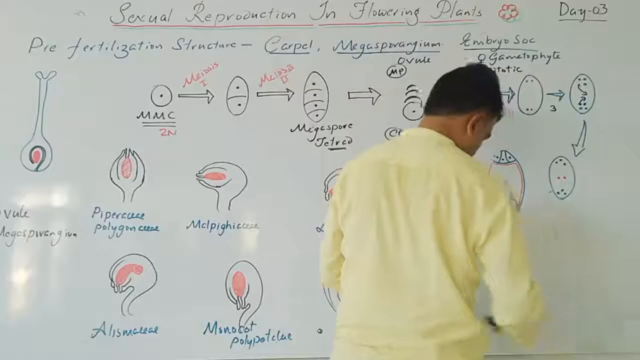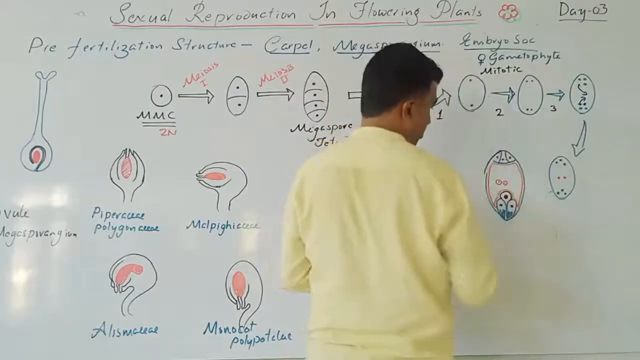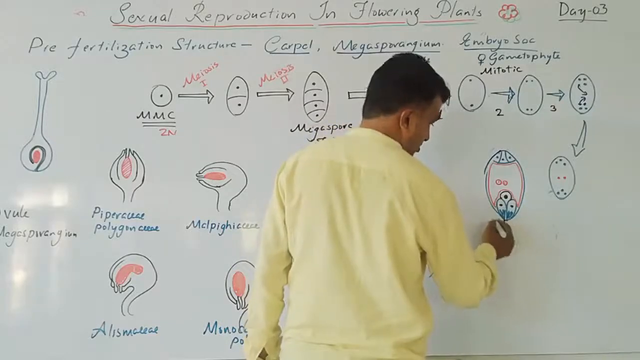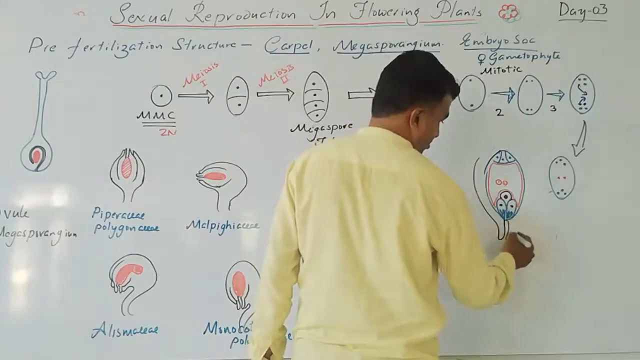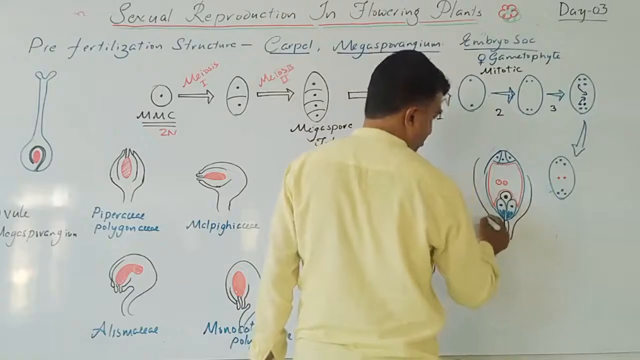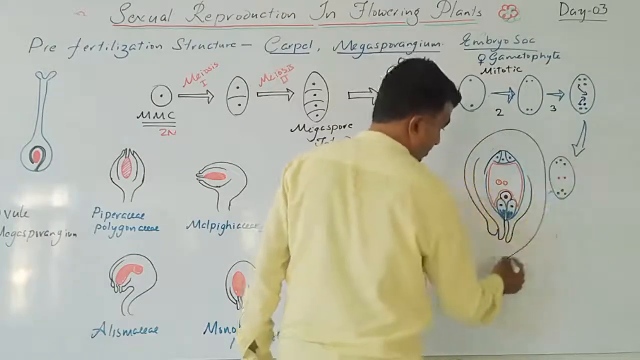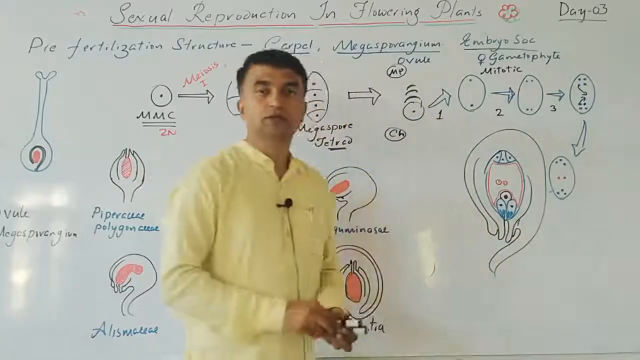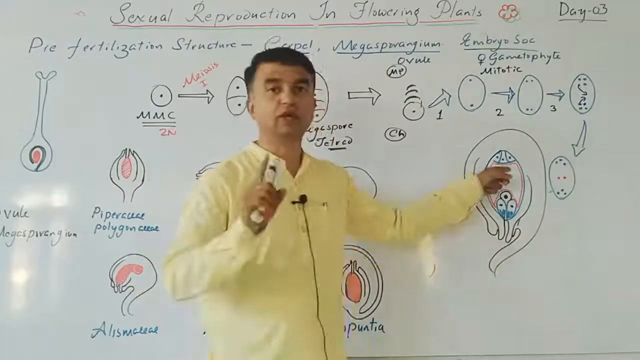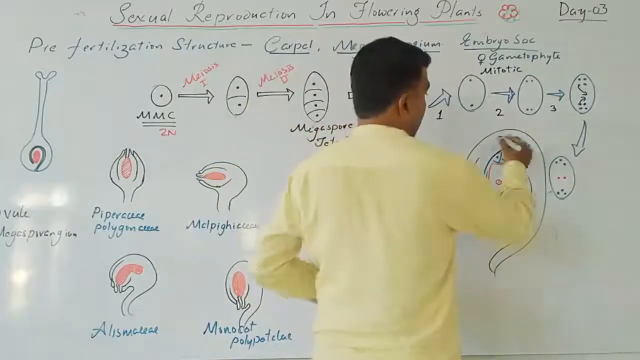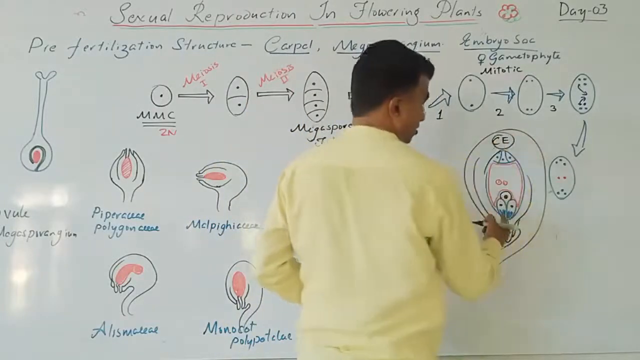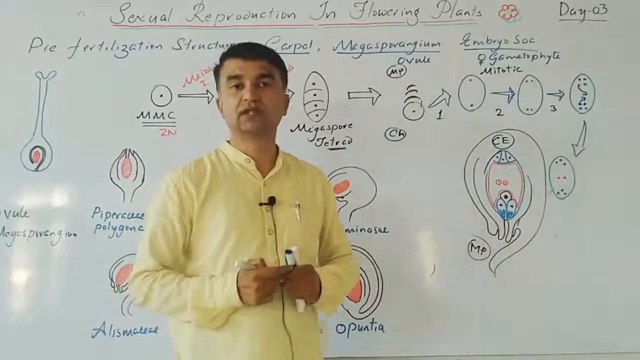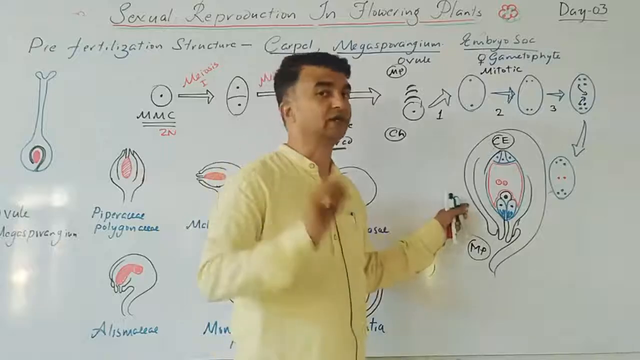So this is the embryo sac. You have to draw the micropyle toward this side. So this is one integument, this is another integument, this is an outer integument. Is this clear? So antipodal cells always come towards the chalazal end. The egg apparatus always comes towards the micropylar end. Is this clear? So this is the figure given in your textbook.